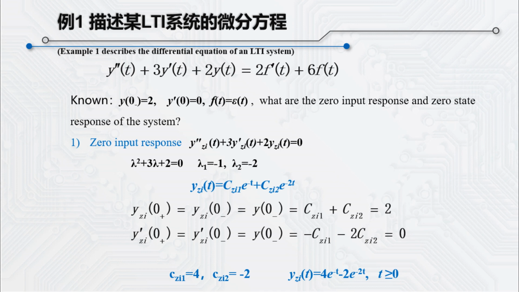For the zero input response, the initial value of the zero input response is recorded as its initial state value. We substitute the initial values back into the solution of the zero input response. Then it can be found that C_zi1 and C_zi2 are equal to 4 and negative 2 respectively. The final zero input response y_zi(t) is equal to 4e^(-t) minus 2e^(-2t).